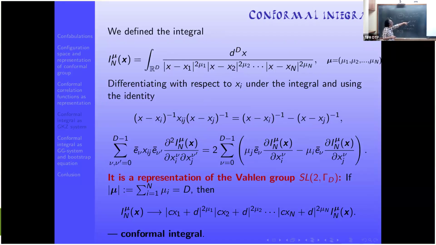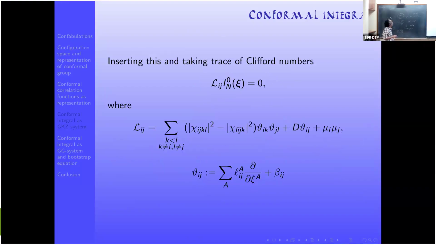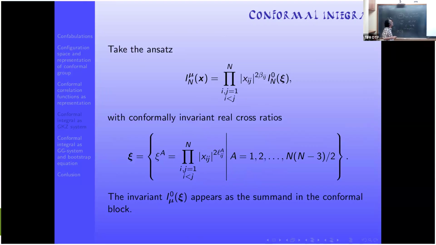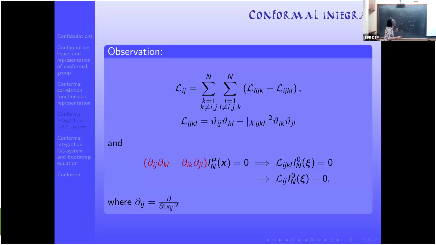As I said, take the trace of this and you get a differential equation. Now the observation is the following. Insert this ansatz in that equation, massage it a little bit, and you can rewrite the invariant part as a solution of this equation with this operator. It looks reasonably complicated, but I have defined theta as basically the derivatives, the cross ratios and so forth. But this Lij can be broken into this form where I have a 4-index operator which looks like this.